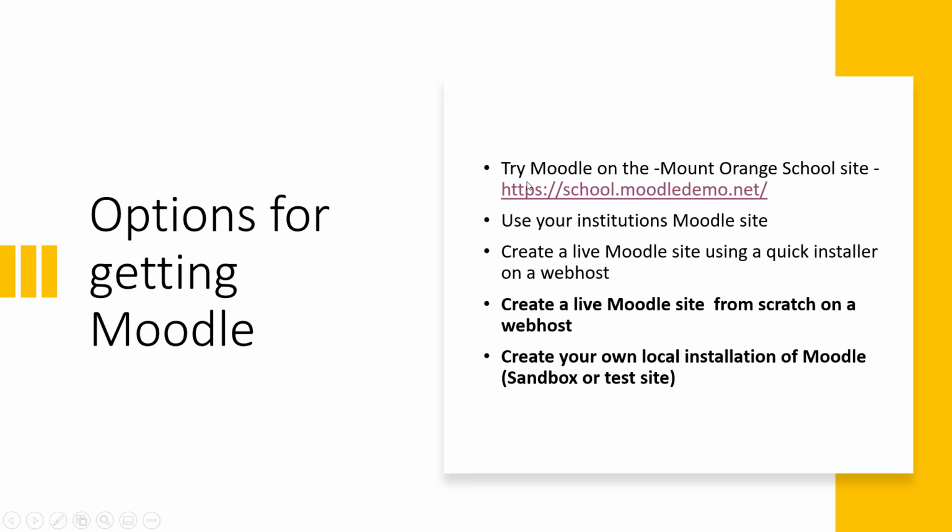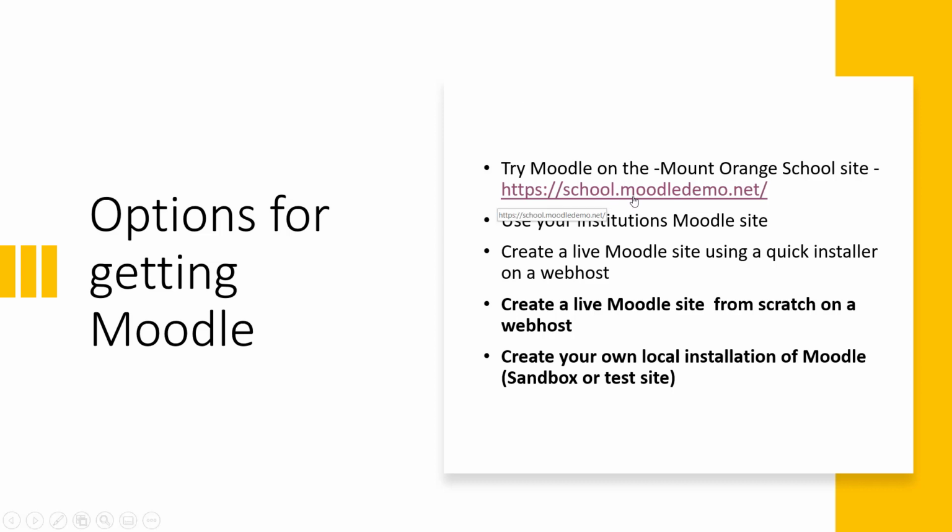How can you get Moodle? There are different ways you can get Moodle. I have listed 5 here. The first is to try out a site called Mount Orange School Site. It is a demo site that is provided for people across the world to test Moodle, to see how it looks and to see whether they can use it.